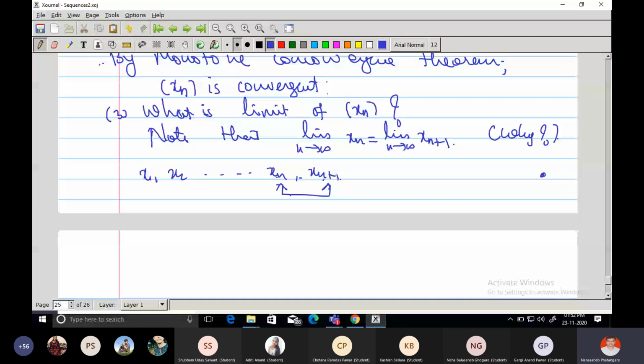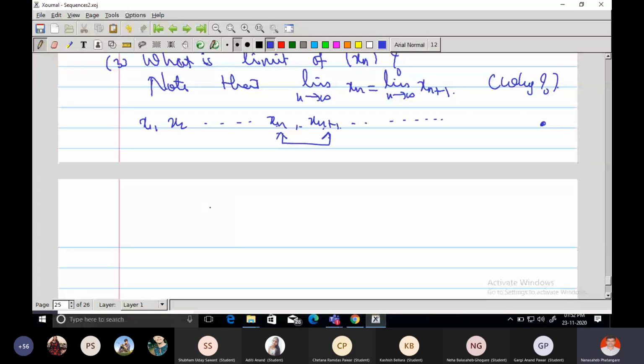The difference is that when we say limit as n tends to infinity of x_{n+1}, this is one step ahead of limit as n tends to infinity of x_n, but both follow the same terms. The destiny is the same, therefore the limit is the same. Correct? Yes, sir. So limit of x_{n+1} is the same as limit of x_n because it is the same sequence, only one step ahead.